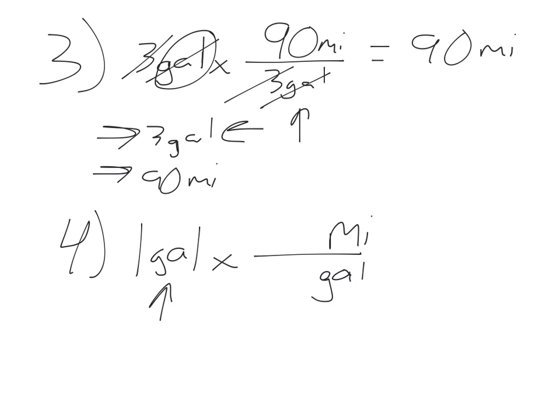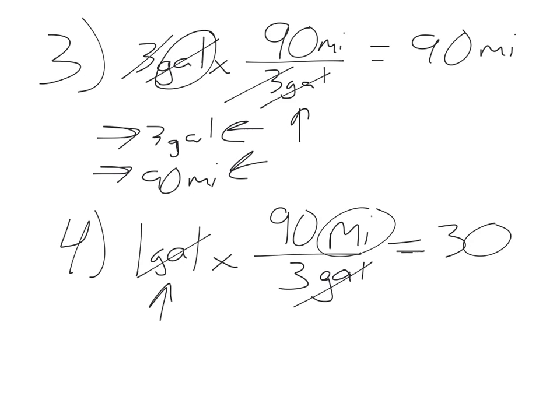How many miles can I drive on 1 gallon of gas? Well, I know up here, 3 gallons is equal to 90 miles. I'm just going to plug those numbers in. 3 next to the gallons, 90 next to the miles. That puts everything in the right place, because now gallons will definitely cancel. And I just have to do 1 times 90 divided by 3. 1 times 90 is 90. 90 divided by 3 should be 30. And the only unit left is miles. So, on 1 gallon of gas, I should be able to drive 30 miles. Good to know.